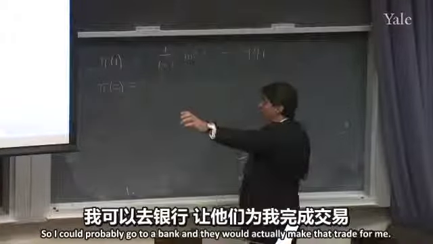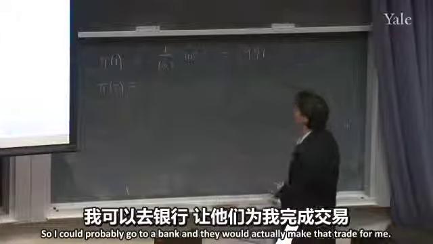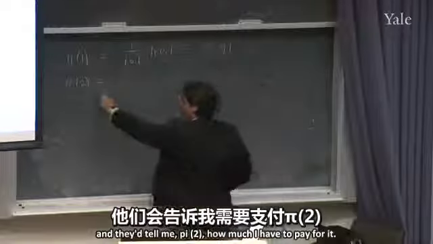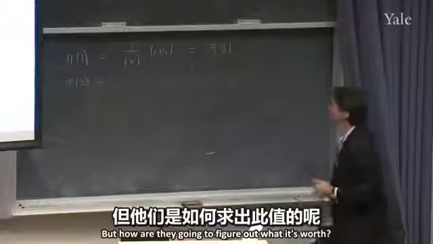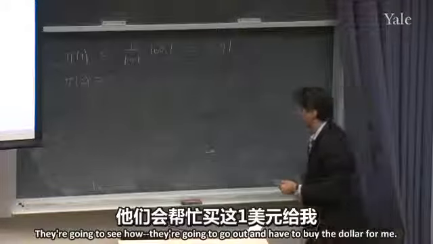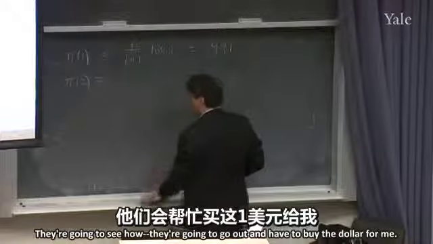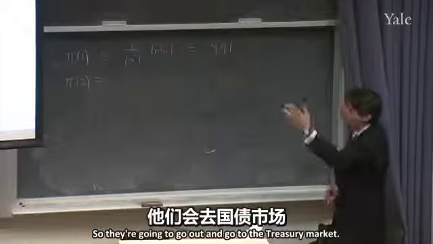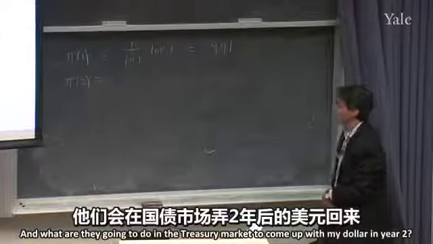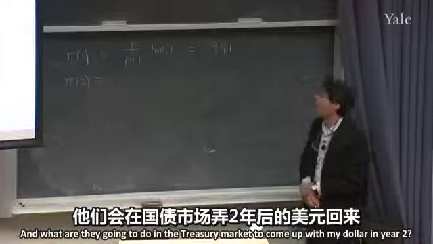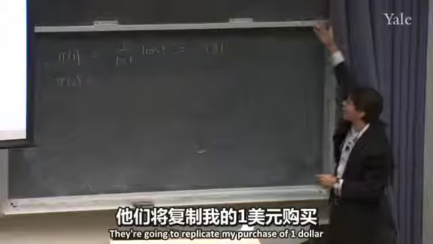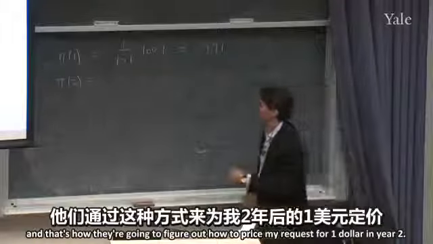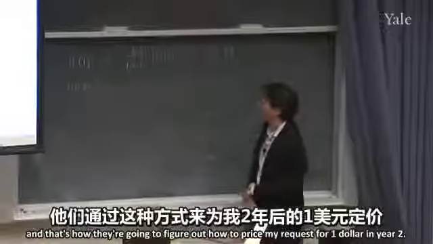I could probably go to a bank and they would actually make that trade for me. I could just call up the bank and say, I want $1 in year 2, and they'd tell me how much I have to pay for it. But how are they going to figure out what it's worth? They're going to go out to the Treasury market and replicate my purchase of $1 with a more complicated portfolio that they can actually trade. That's how they're going to price my request for $1 in year 2.